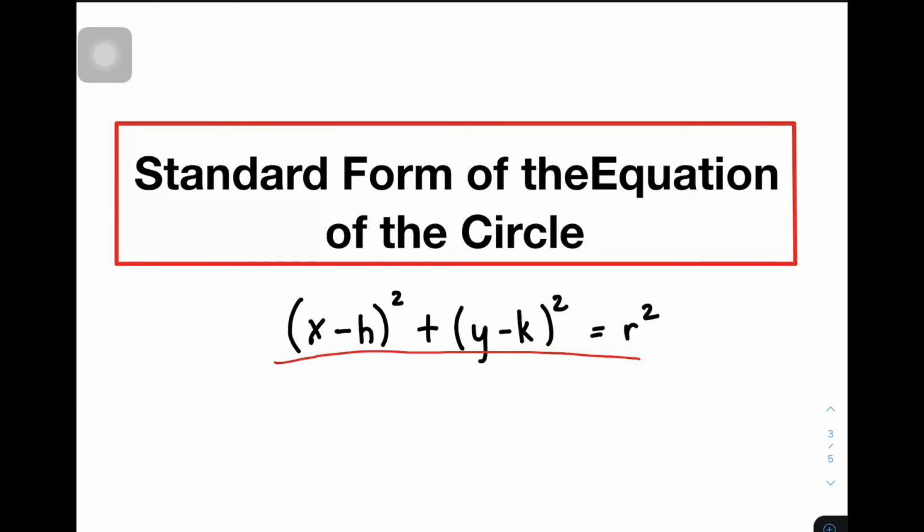So, ano pa ba yung importance? Bakit kailangan natin matutunan yung skill on how to transform an equation to standard form? Dahil kapag yung isang equation ng circle ay nakasulat na into the standard form, ay madali na lang natin malalaman yung center and radius ng isang circle.